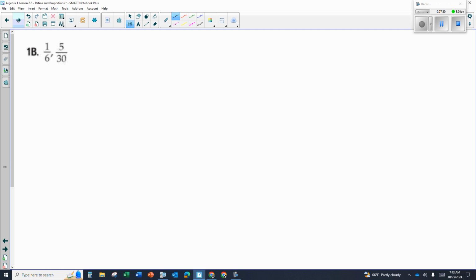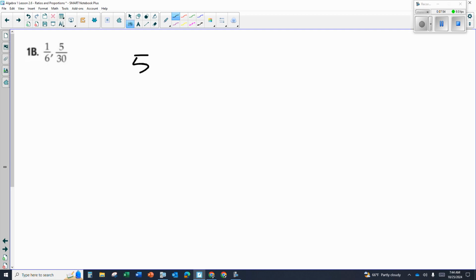So for 1B, 1/6 and 5/30. Well, 1 is not a prime number. The definition of a prime number has to be 2 or greater. But it is already simplified. 1 and 6 have no common factors other than 1. So that's already simplified. The 5/30 can be simplified.